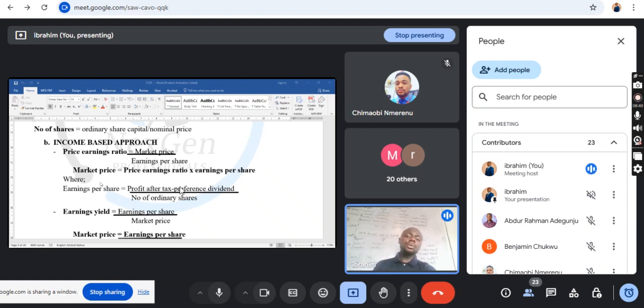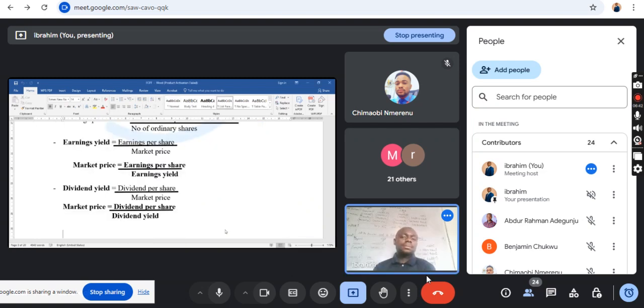So another method is earnings yield. And earnings yield is calculated as earnings per share divided by market price. So you still make market price the subject of the formula. Don't forget, the market price that you want to make the subject of the formula is market price per share. If you want to get the value, you say market price per share times the number of shares. We give you the current value using the earnings yield, right?